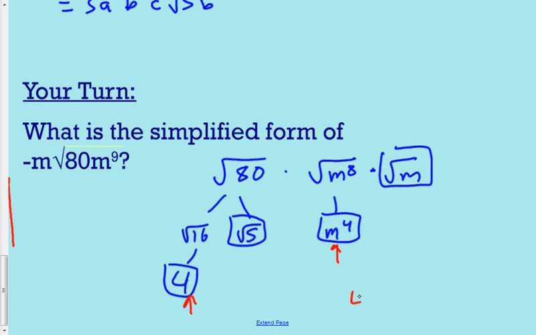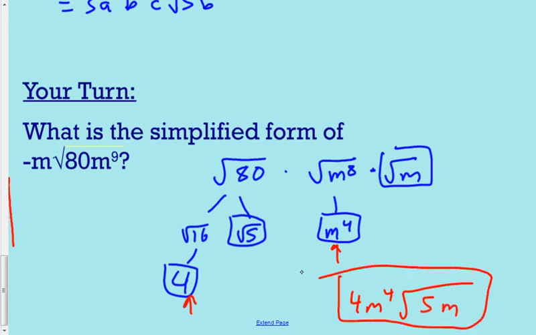I have 4m to the fourth power. Then the inside we have 5 and m, so times the square root of 5m. And that would be a simplified version of the square root of 8, or, oh, I also forgot about the negative m on the outside. So we put this as a negative, and we have another m on the outside, so it's m to the fifth. That's a simplified version of it.